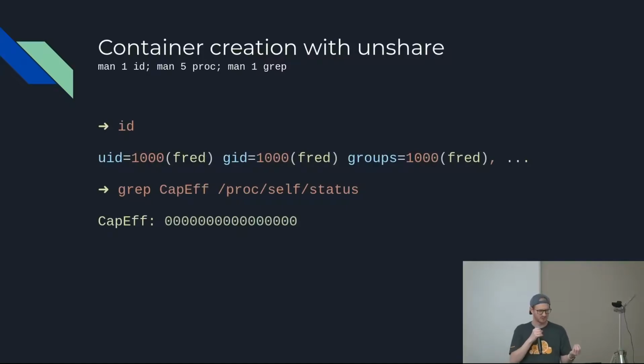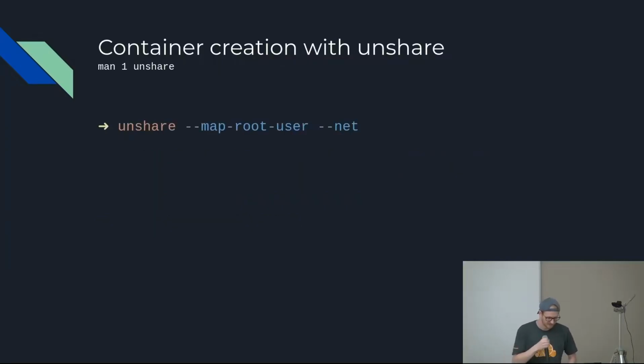And if I do a grep for cap effective, so effective caps are essentially a process's capabilities that tell the process what it can or cannot do from a kernel perspective. In this case, the proc file system self status means for this terminal session, get me the status of it, and I'm trying to grep for the effective capabilities. My computer thinks that I can't do anything. We're going to change that.